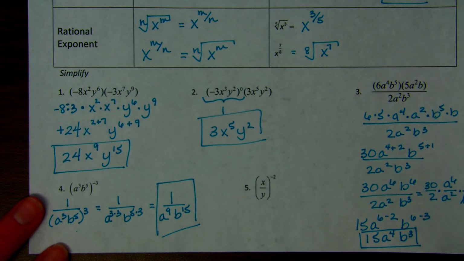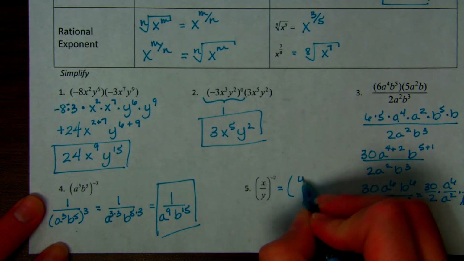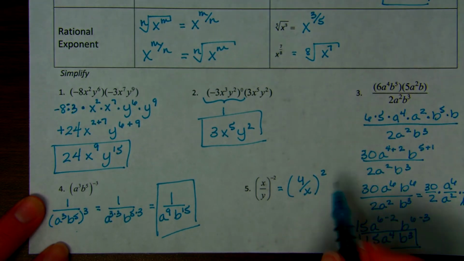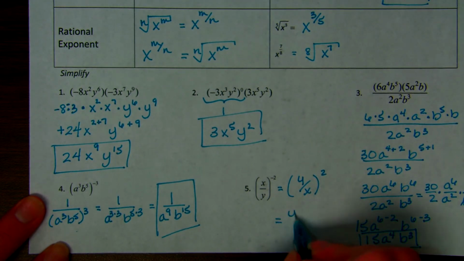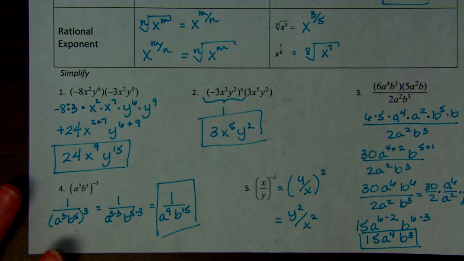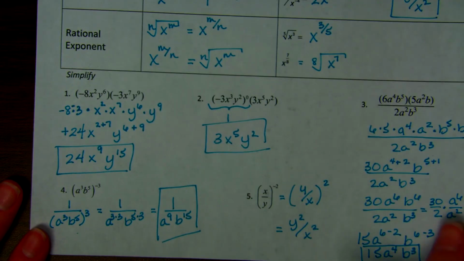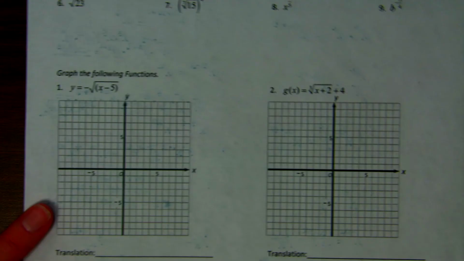And number 5 was an example that I did above, but we'll just real quick talk through it again. That negative means flip the fraction. So this is y over x squared, and then distribute that 2, right? So it's y squared over x squared. Again, you guys already saw that. Okay. Let's look at the back.